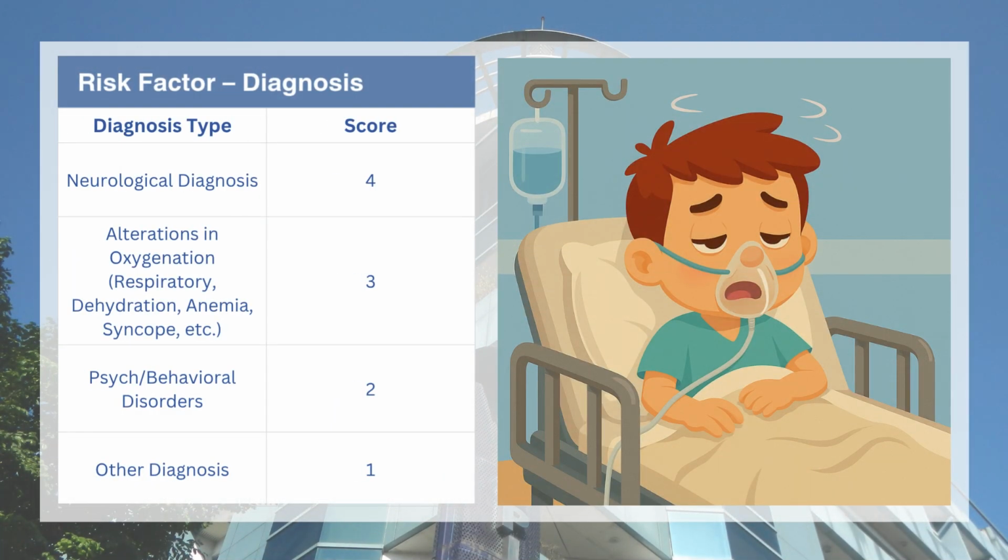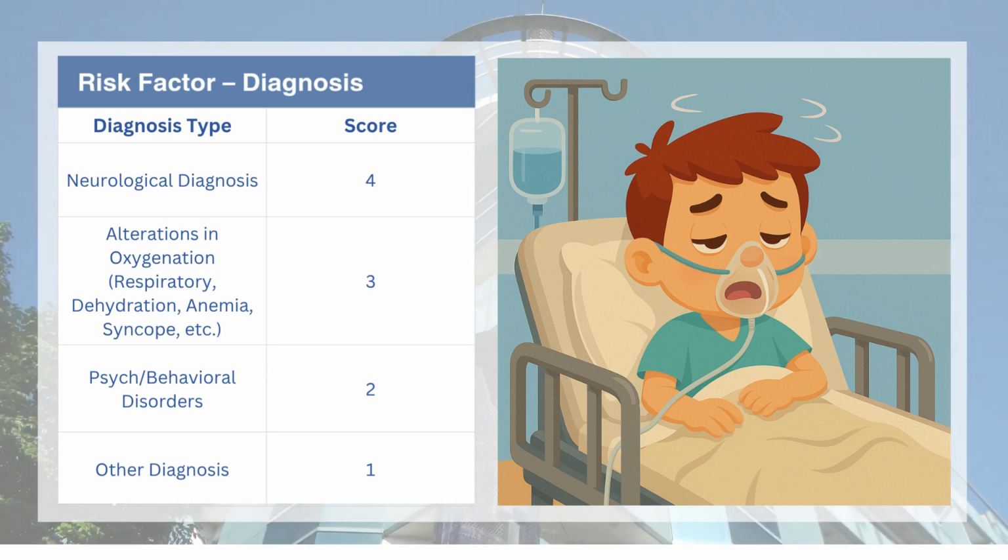Diagnosis plays a significant role in pediatric fall risk. Neurological conditions such as seizures or cerebral palsy carry the highest risk. Respiratory problems, dehydration, anemia, or dizziness also increase risk. Psych/behavioral issues and other diagnoses carry lower, but still notable risk.